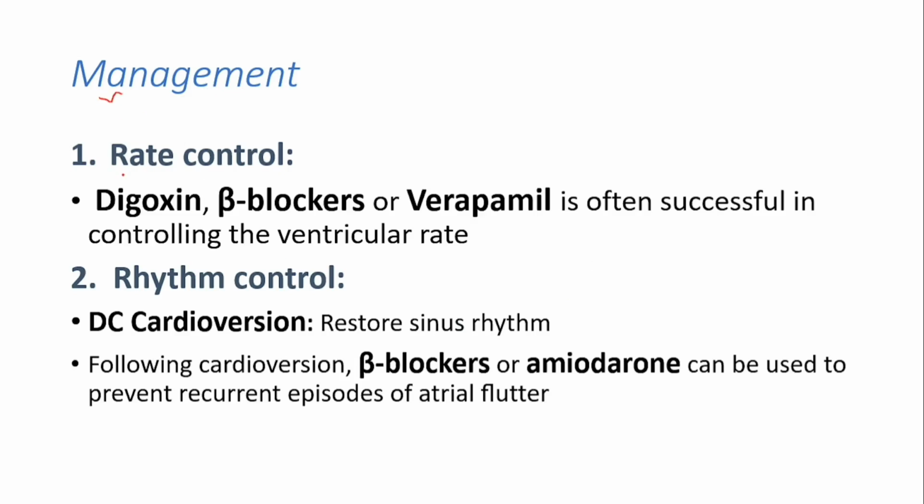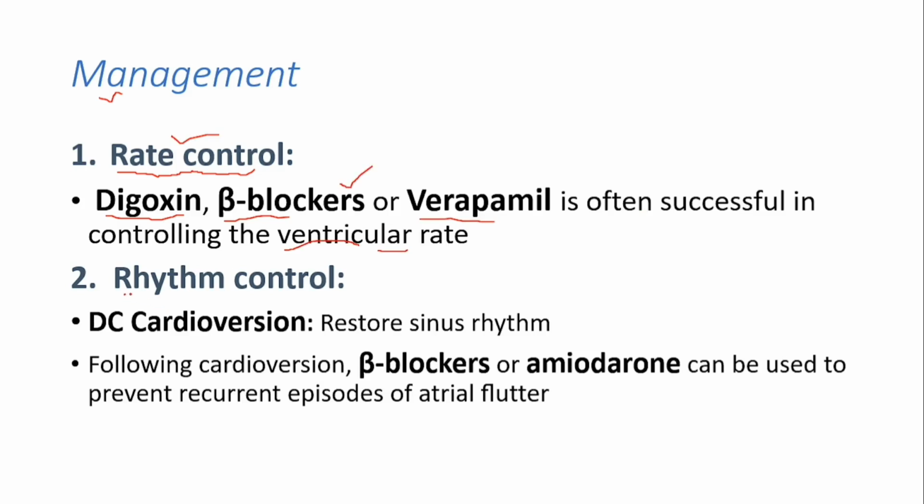In atrial flutter, the atrial rate is approximately 300 beats per minute. So we have to control the rate. Okay, so digoxin, beta blockers, or calcium channel blockers like verapamil are used to control the ventricular rate. Okay, so for the rate control, remember these drugs.